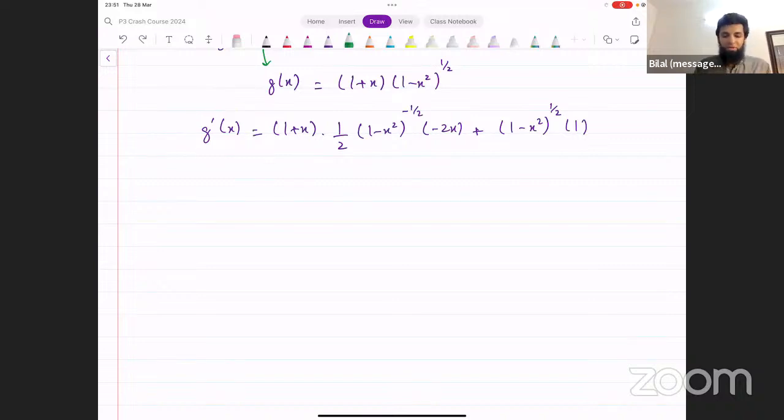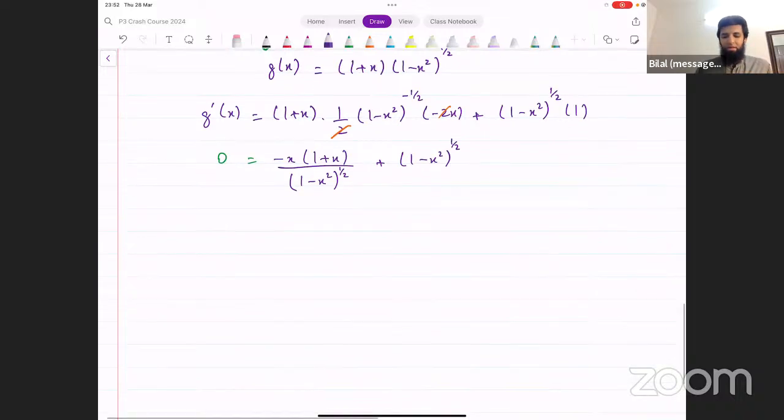You put this equal to 0 now, because we're looking for the x coordinate of the maximum point of this gradient. Now we need to solve this equation. Let's see what we get from this. So we have this 2 and this 2, they get cancelled. And what are we left with? Minus x into 1 plus x, over the square root of 1 minus x squared, plus the square root of 1 minus x squared.